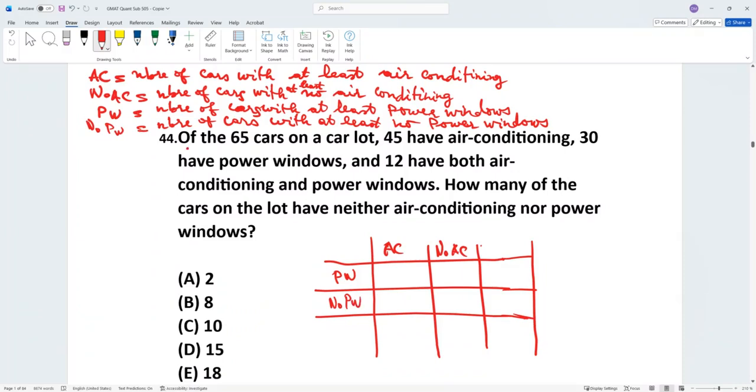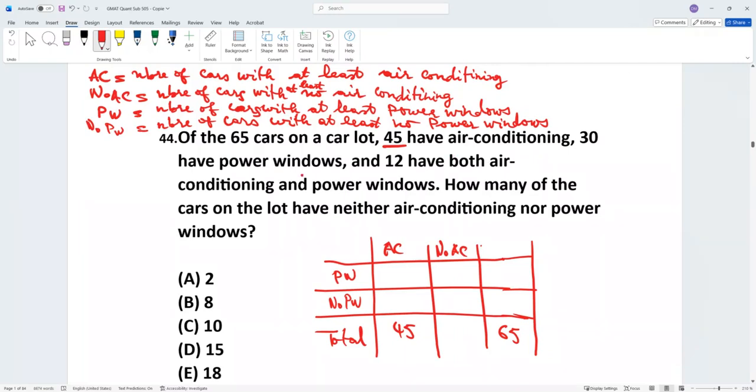So in the prompt, it says that of the 65 cars, that means that the total number of cars is 65. So that's the total. Of the 65 cars on a car lot, 45 have air conditioning. So this is AC, the number of cars with at least air conditioning. So I'm going to put it here. So it's actually a car will have air conditioning with power windows or without power windows, but it must have air conditioning.